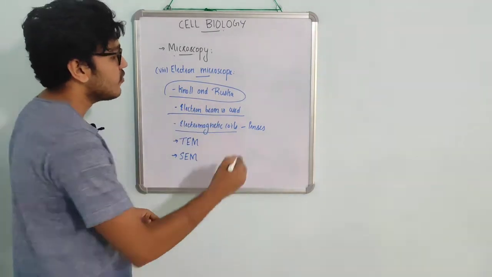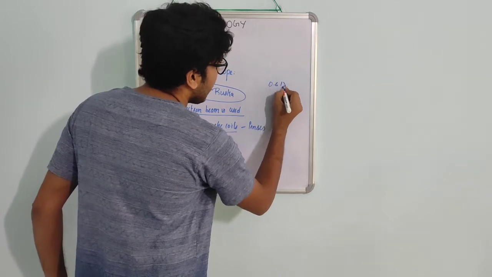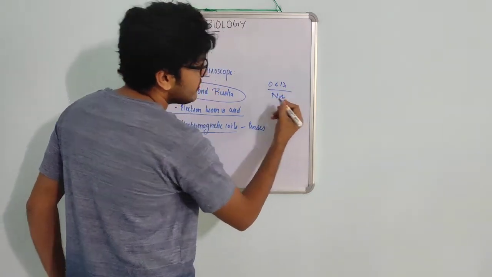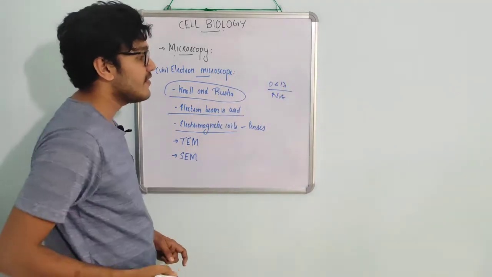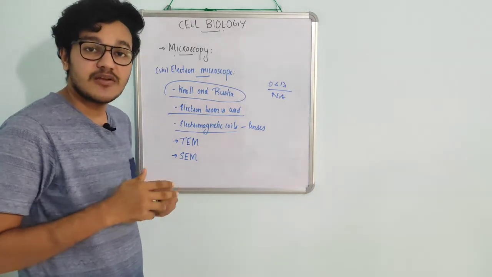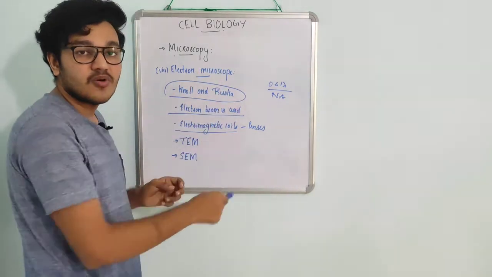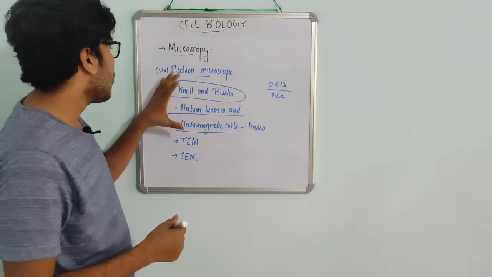So you can note down the equation: limit of resolution is equal to 0.61 lambda by NA. As I have mentioned before, numerical aperture is almost constant for most microscopes. The only variable that we can change is lambda, that is the wavelength of light. So if you use a very small wavelength, the limit of resolution will be low. That means the resolving power is very high. That is the basic principle of the electron microscope.